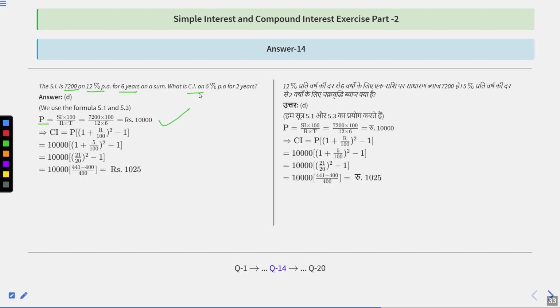Now we need to calculate compound interest at 5% per annum for 2 years. And we know the principal amount. So we use the formula of compound interest, P in the bracket (1 + R/100)^n − 1. So we just put these values. Clear? So when we put the values, it becomes 10,000[(1 + 5/100)^2 − 1]. So when we calculate it, we get 10,000[(21/20)^2 − 1], which again becomes 10,000 in the bracket (441 − 400) upon 400. When we calculate it, we get 1,025 rupees. So D is the correct answer.